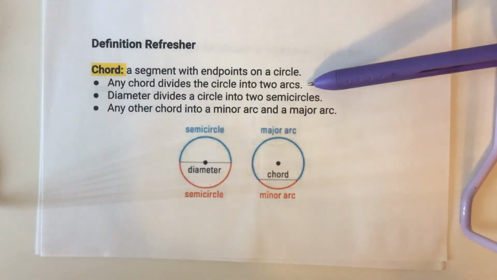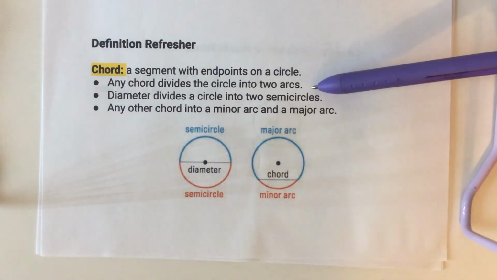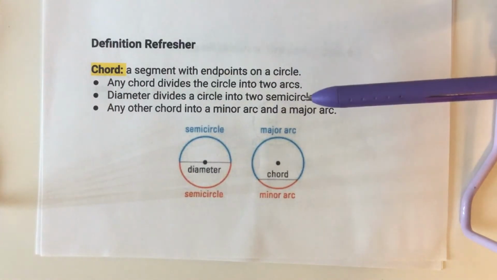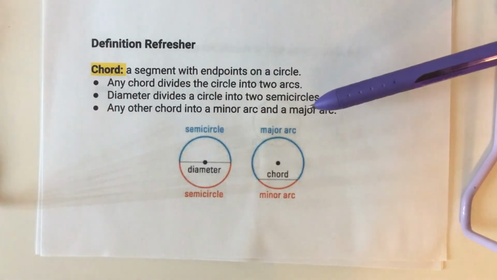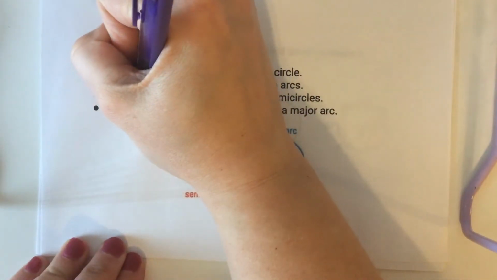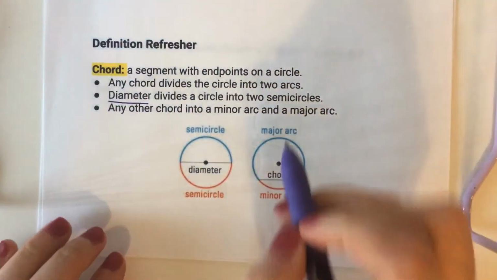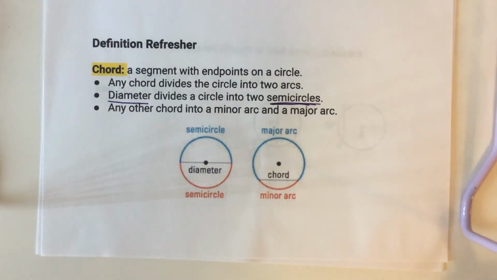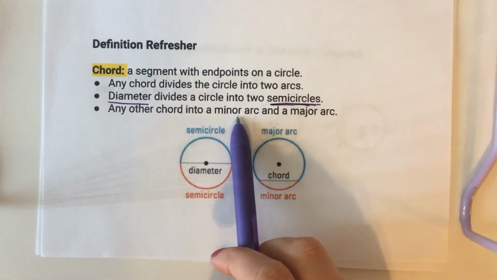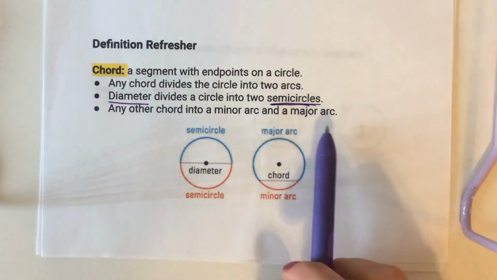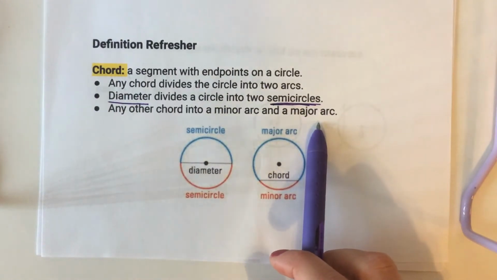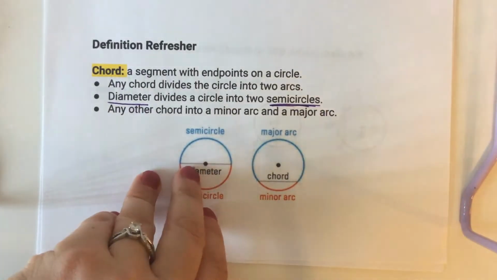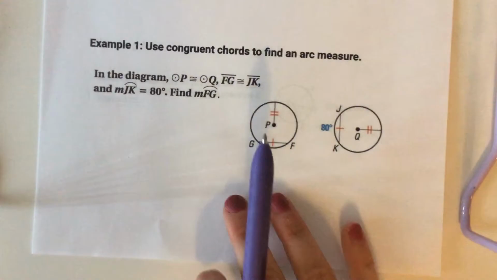A few facts to remind ourselves: any chord divides the circle into two arcs. So any chord we have, any segment inside this circle, is going to divide the circle into two different arcs. The diameter, which is a very specific chord that goes through the center of the circle, divides a circle into two semicircles, two perfect half circles. And any other chord just divides a circle into a minor arc, which we know is smaller than 180 degrees, and a major arc, which we know is greater than 180 degrees, and we can see here in this picture. So those are just a few reminders before we get into what this section is all about.